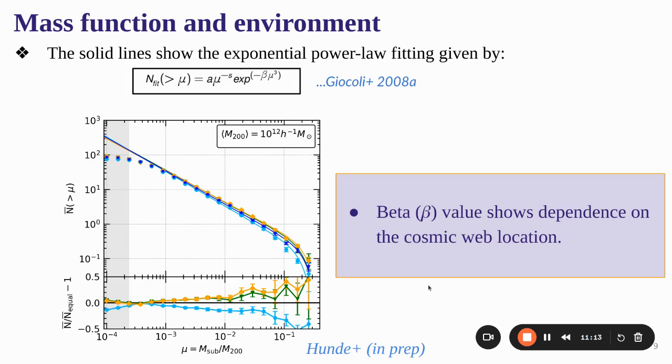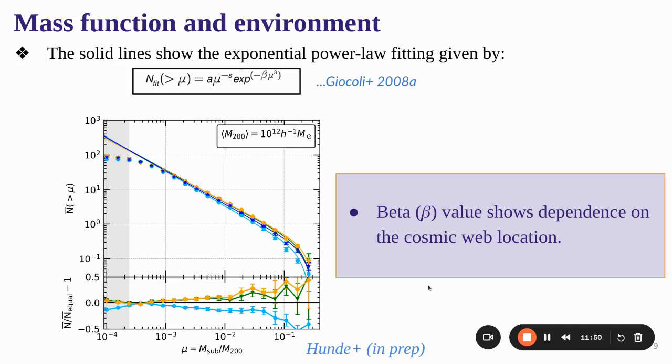The first property we have studied is the subhalo mass function and its dependence on different environments. This is to quantify the abundance of subhalos in different environments. First, we categorized our host halos by mass. We have three mass bins, from 10 to the 12 to 10 to the 10. And we use M200, which is the mass within a radius R200. R200 is the radius at which the density of the halo is 200 times the critical density.